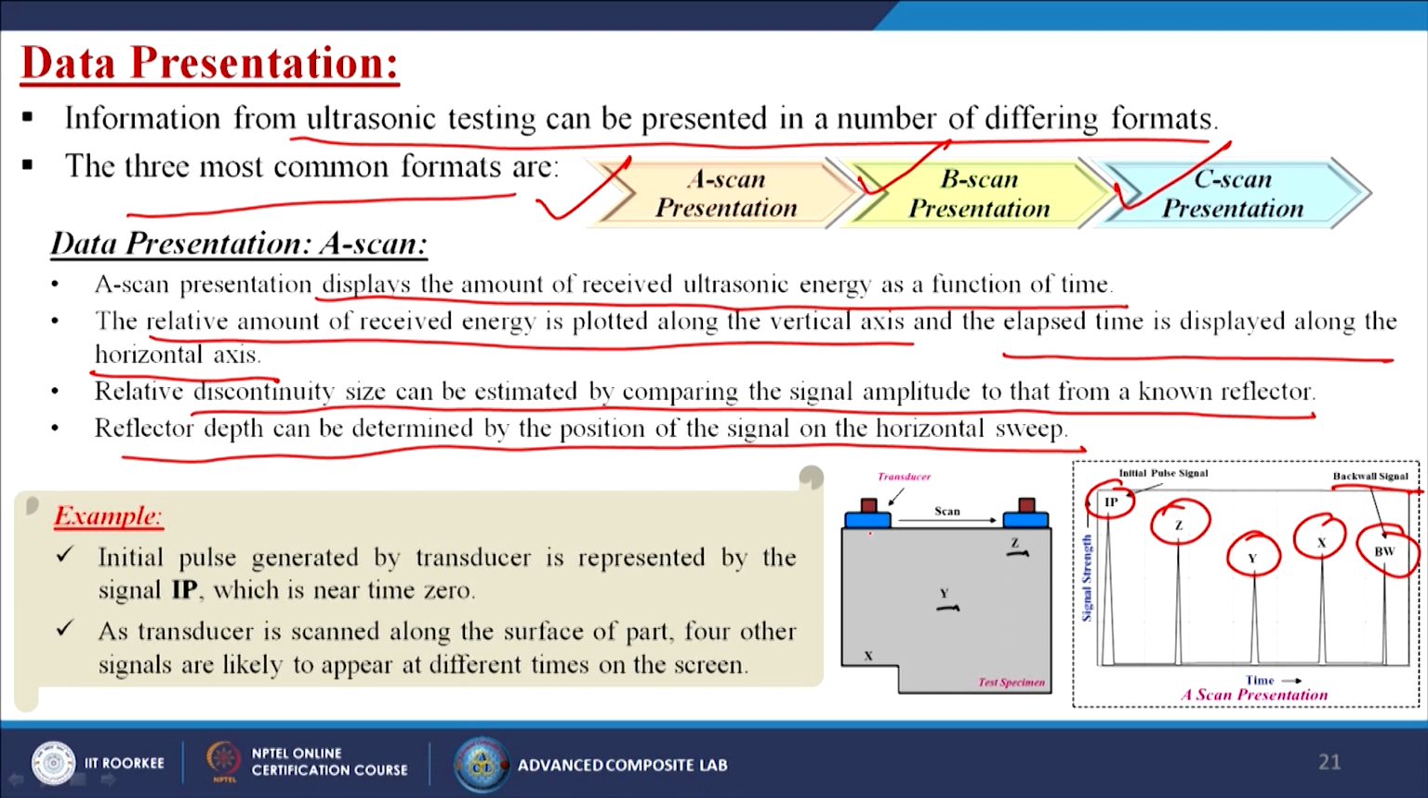So, one will come and then the backwall signal, and then it is about the Y, it is about the Z, it is about the X, and another one is the backwall signal. One will be reflected from here, that is known as the IP, and one will be reflected from here, that is known as the BW.